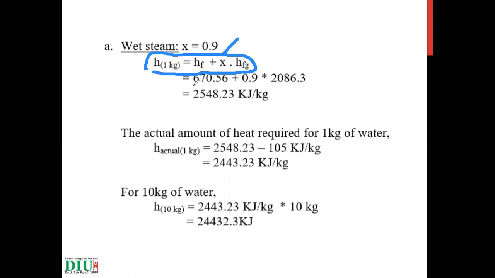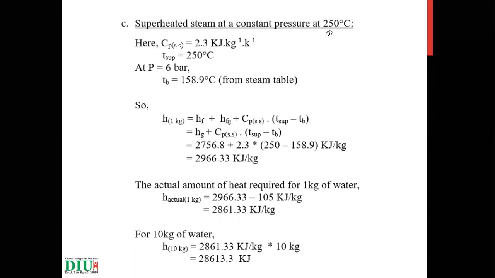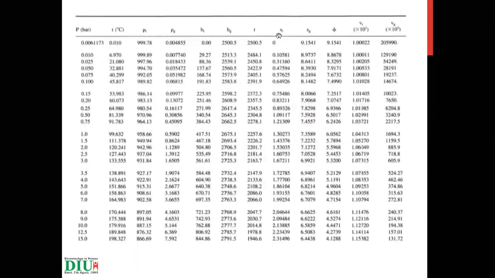And these two values, from where have we got them? Steam table, sir. Steam table, definitely. If you go to the 6 bar, 670.71 and 2087, the fifth column and the seventh column. If you go, you get this value easily.